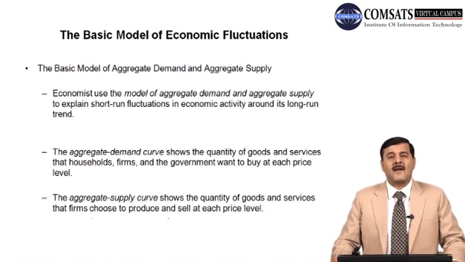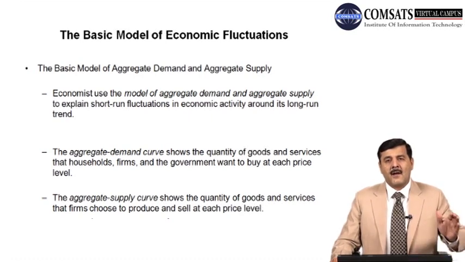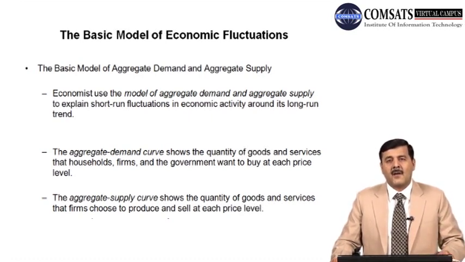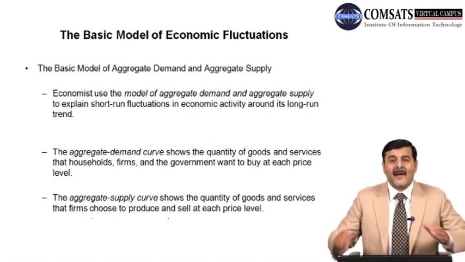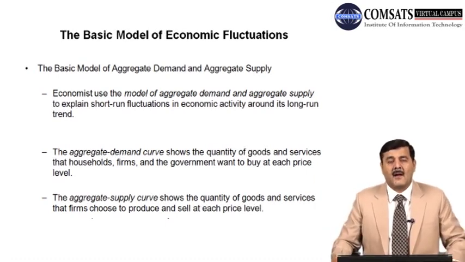Similarly, when we talk about aggregate supply, aggregate supply is different from the individual supply जिसकी हमने chapter 3 में बात की थी, and that was the supply of one particular product, and here we talk about aggregate supply, the supply of different goods by different firms, by the government in the economy.